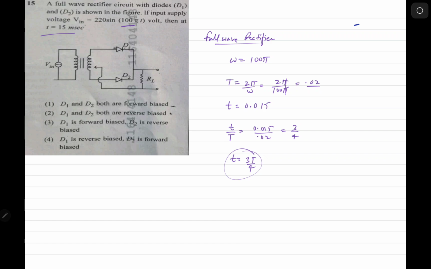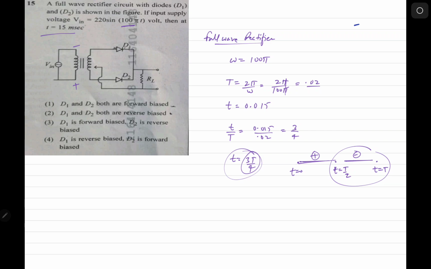Okay, so the time interval goes like this: t equal to 0, to t equal to T by 2, then t equal to T. In this one, this cycle remains positive, in this cycle remains negative. The direction is changed. So if in 0 to T by 2 it is positive and this is negative, then D1 is forward biased, D2 is reverse biased. But the time is 3T by 4, which means in this interval, this is negative, this is positive. So now D1 is reverse bias, D2 is forward bias, and that is the answer.